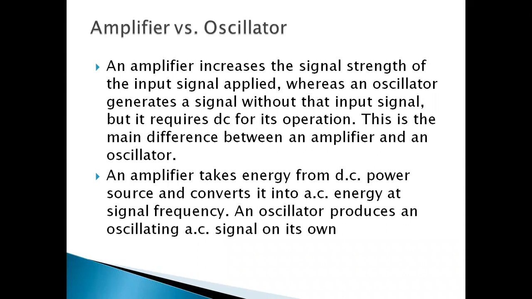Normally an amplifier takes energy from the DC power source and converts it into AC energy at some particular signal frequency. But an oscillator produces an oscillating AC signal on its own. For an amplifier, we should apply some input signal in order to generate the AC output signal. Whereas in an oscillator, we are not applying any AC input signal. It can generate an AC signal on its own.